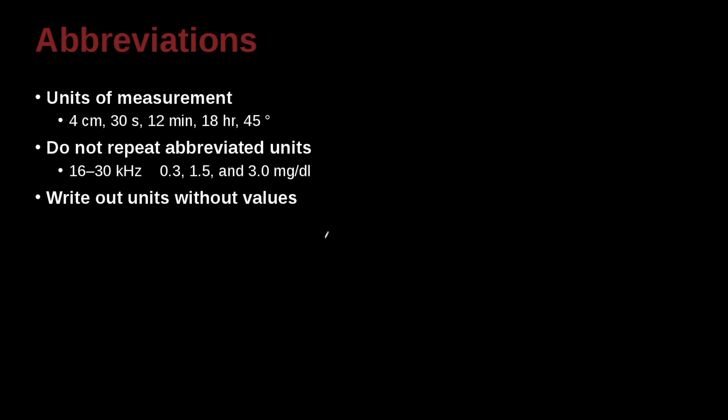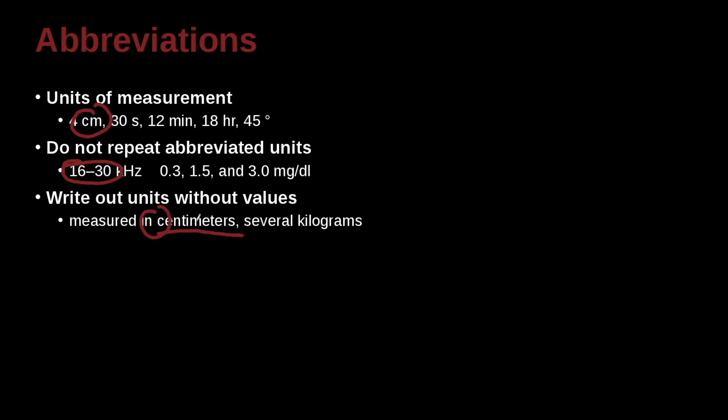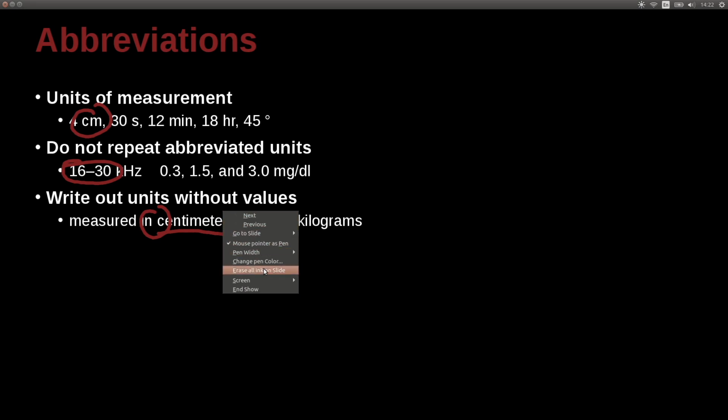Write out units that do not have values. So for example, if you're going to write centimeters or kilograms or kilometers or seconds or kilohertz, if there's no number, then you must write out the whole word. Now here we have a number 4, so we write cm. Here we have no number, so we write centimeters.